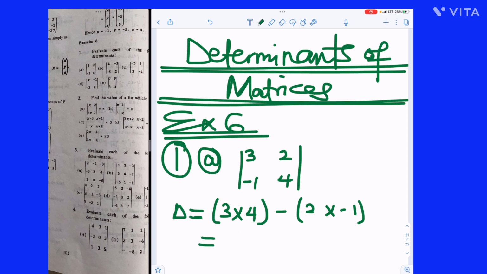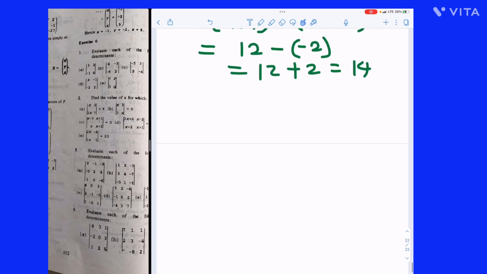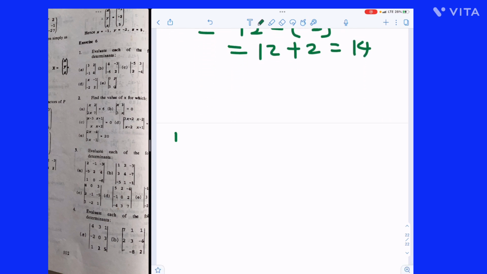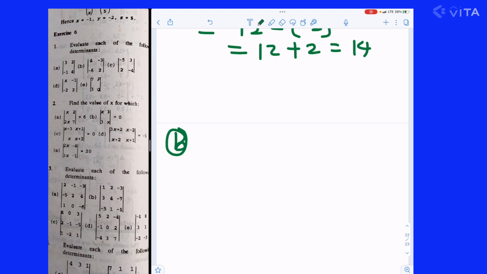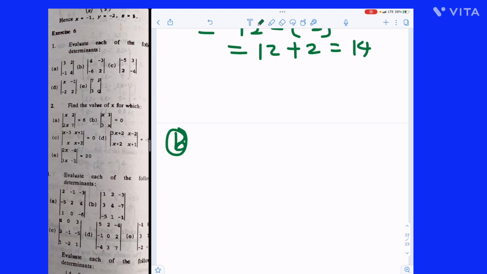3 times 4 is 12. 12 minus -2 will give me 12 plus 2, and that's 14. That's the determinant of that matrix. Let's go to the second one. B says we should find the determinant of 4, -3, -6, 2. Can you see the questions here?